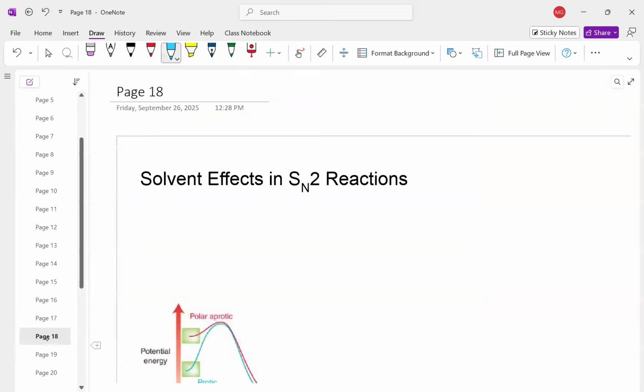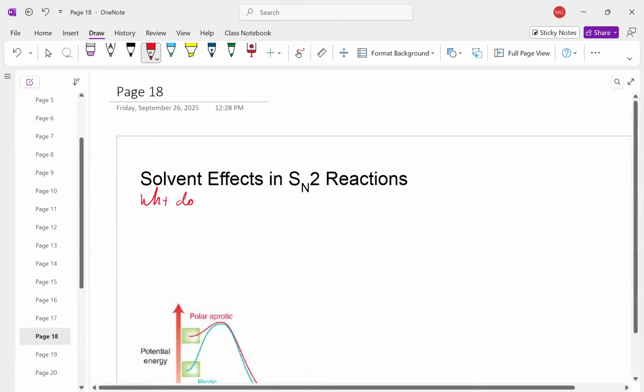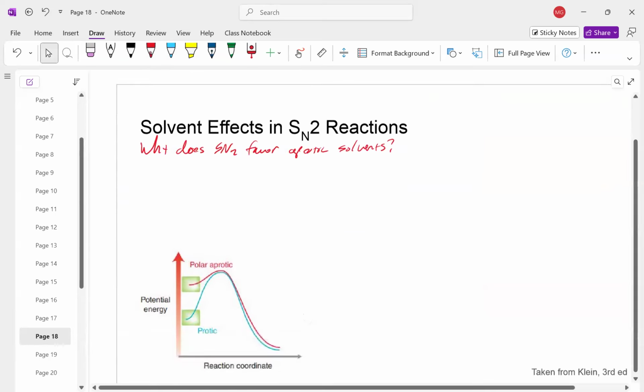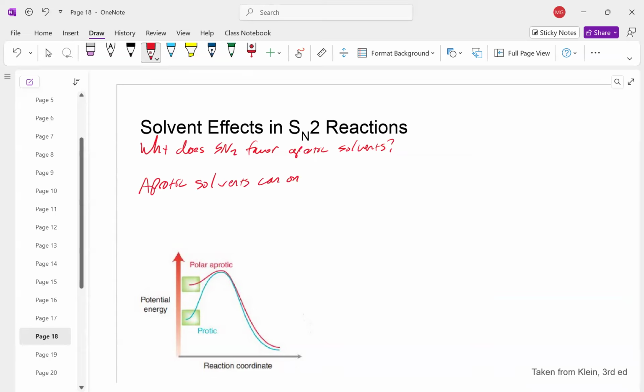So let's talk a little bit about why. I highlighted the what, but why does SN2 favor aprotic solvents? Aprotic solvents can only stabilize cations and not the anions, like nucleophiles. And I want you to think about that term stabilize.